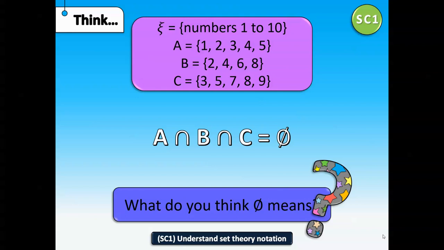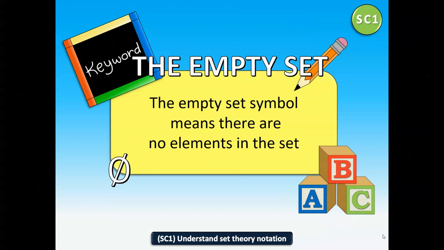What do you think this 0 with a line through it means? So the 0 with a line through it means an empty set. So the empty set symbol means there are no elements in that set.